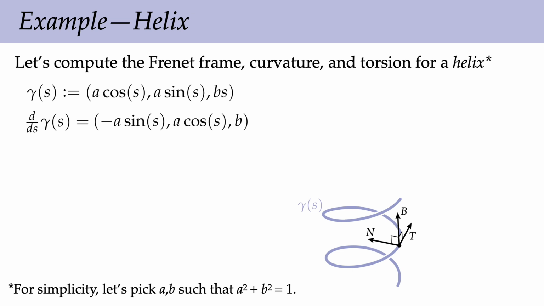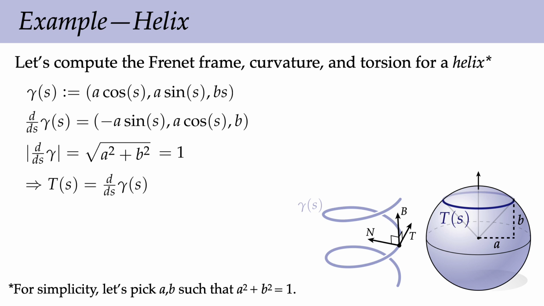We need to still normalize this derivative to get the unit tangent. So the norm of d/ds of γ is the square root of a squared plus b squared. But conveniently, we've picked a and b so that that's equal to 1. And so in fact, this is already an arc length parameterized curve. The tangent is just d/ds of γ. Then we can take the derivative of the tangent to get the curvature times the normal. So d/ds of T(s) is equal to (−a cos s, −a sin s, 0).